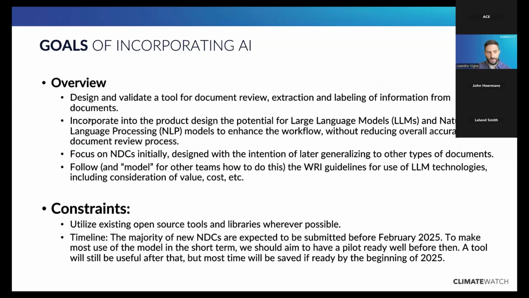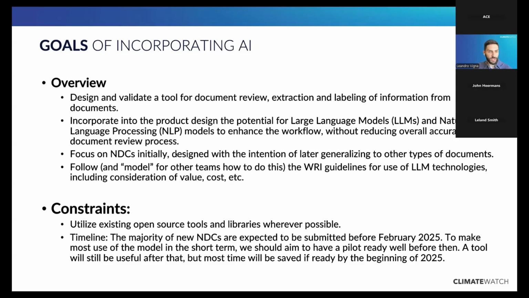So here, basically restating what I just covered. Also, once we can do it for the NDCs, for which we have extensive data for the artificial intelligence models to use, we can expand the analysis to, for example, national adaptation plans and biennial transparency reports, which would really save us a lot of time.